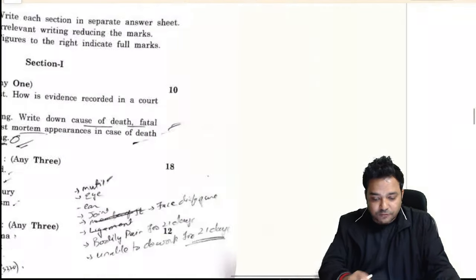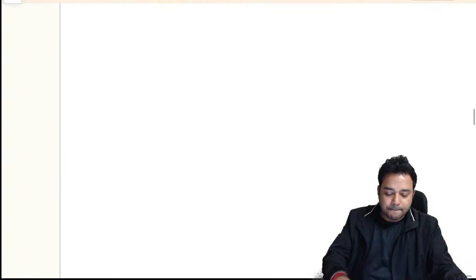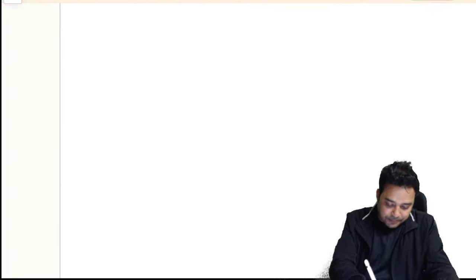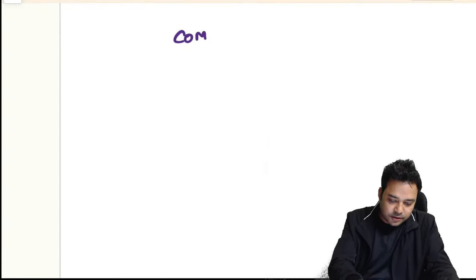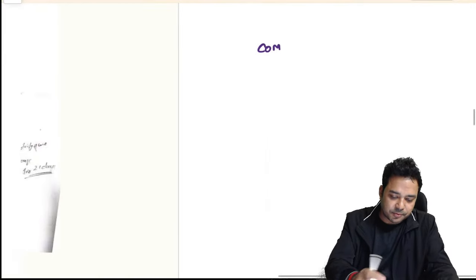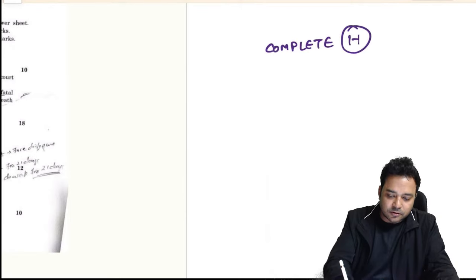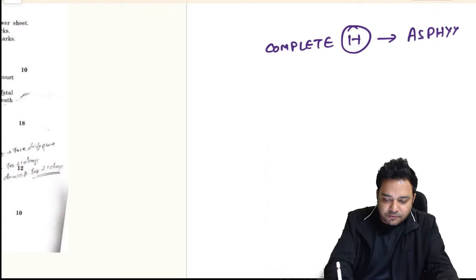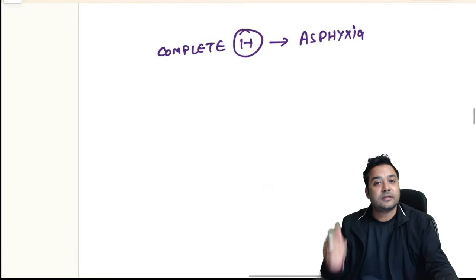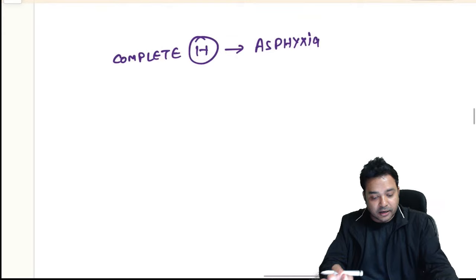Now, coming to the cause of death. Suppose I say that it is a case of complete hanging. In relation to complete hanging, always remember, the most common cause of death is the asphyxial mechanism. What is asphyxia in one word? Exclusion of air from lungs.